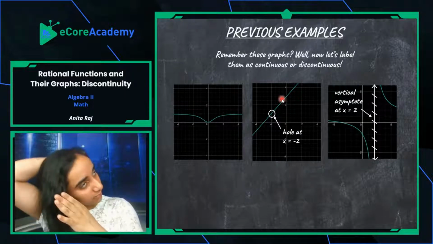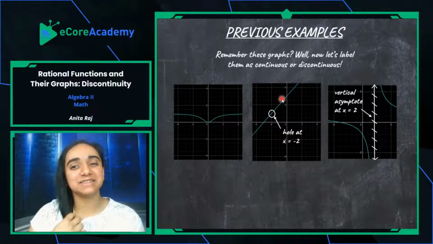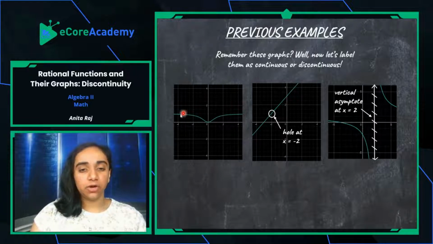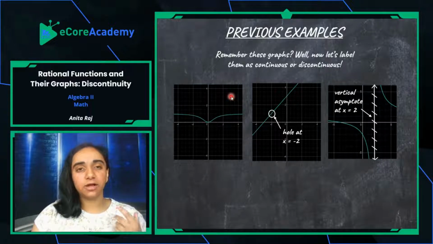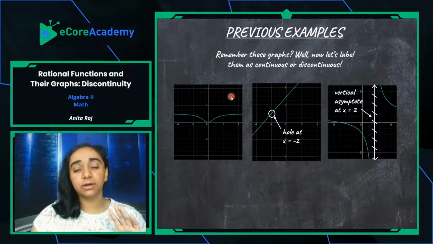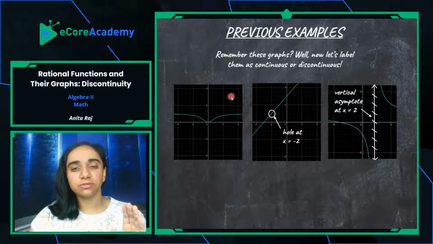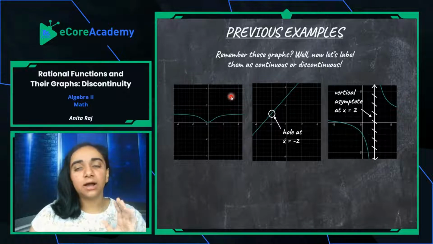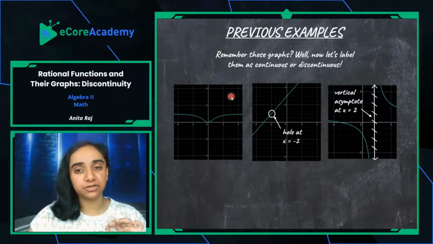Well, now let's label them as continuous or discontinuous based on what we've learned in the last slide. So let's look at graph A here. Well, are there any kinds of breaks? Before I get into this, I just want to say, I know I went into a lot of detail on the last slide, but as an Algebra 2 student, don't worry too much about what kind of discontinuity this is, or limits, or anything like that. I'm just giving you that information for those of you who need more information to better understand a topic.